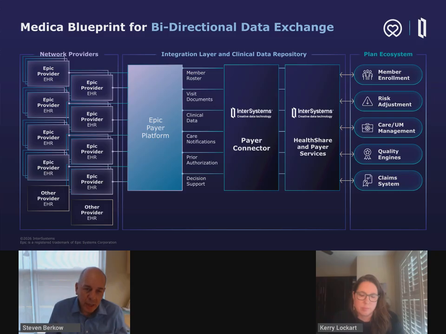It's actually in the Epic showroom. And what it does is it, in effect, includes a lot of pre-built connectors that automate the ingestion and the push of all the information back and forth with Epic Payer Platform, because a lot of that information is coming out in different formats, and to push information in, there's a number of proprietary Epic specifications that one has to meet.